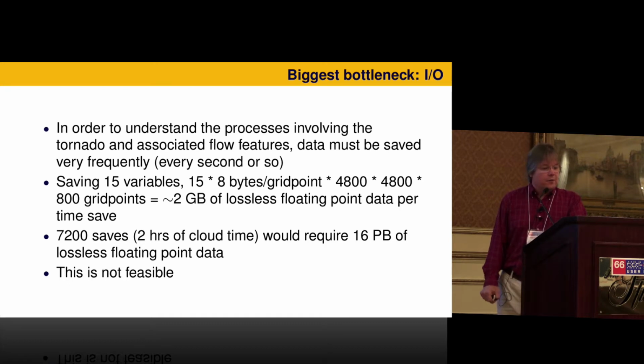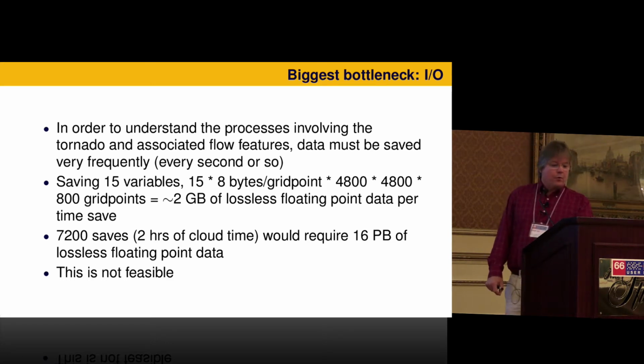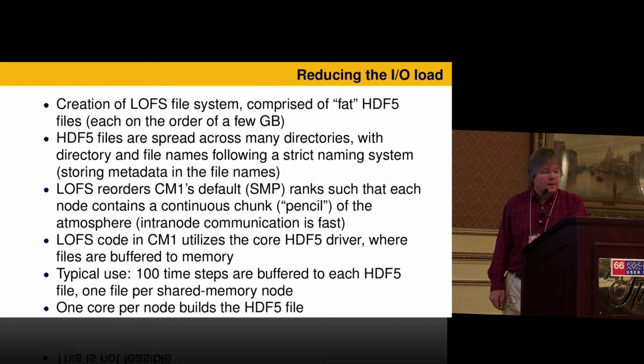We need to save data frequently. We save about 15 variables. I need to save data every one model second. So if you just do a quick back of the envelope calculation, 15 variables, 32-bit floating point data, it's about 2 gigabytes of lossless floating point data per time step. You save 7,200 time steps, about 2 hours of cloud time. That's 16 petabytes of data, and that's just not going to happen.